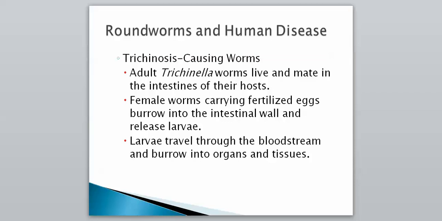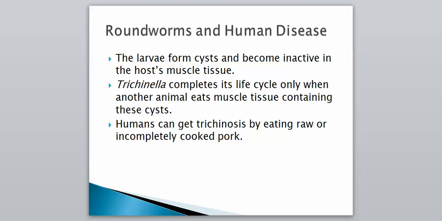And then the larvae will travel through the bloodstream and burrow into organs and tissues. And from there, the larvae will form cysts and they'll become inactive in the host muscle tissue. So they can just live as cysts inside the muscle tissue of the host. And they will complete their life cycle only when another animal eats the muscle tissue containing these cysts. And therefore humans will get trichinosis by eating raw or incompletely cooked pork.